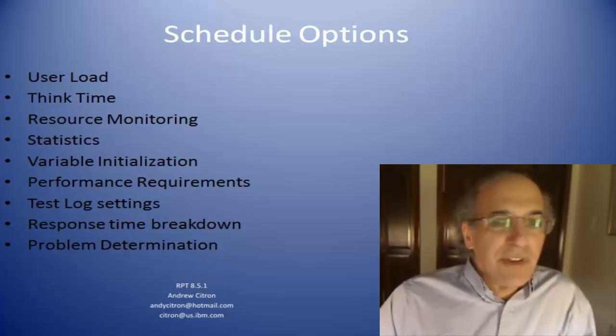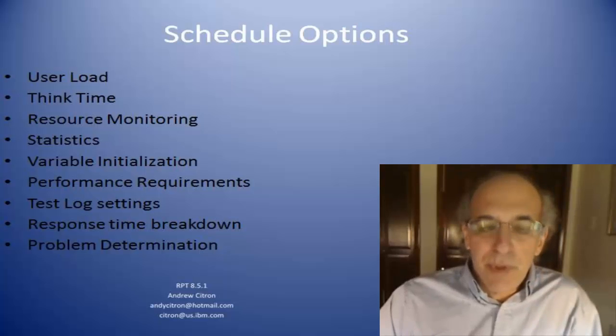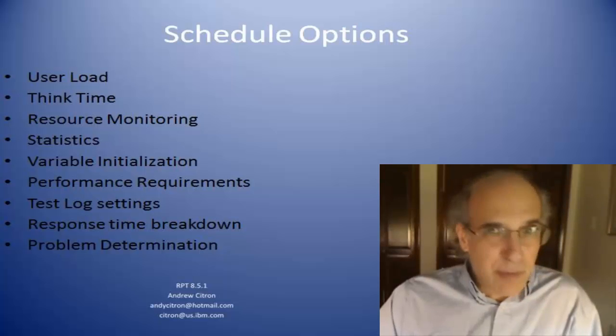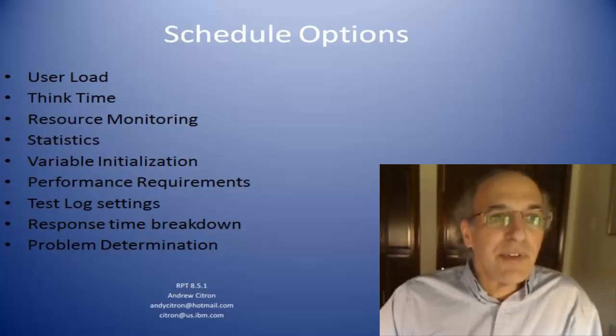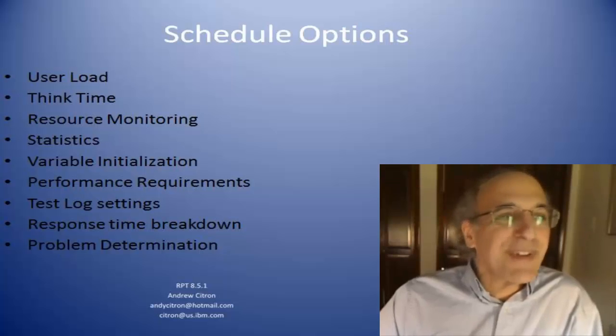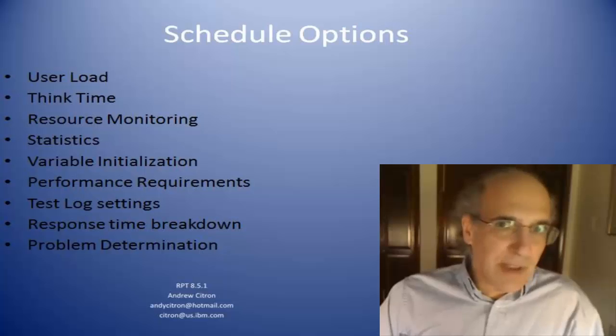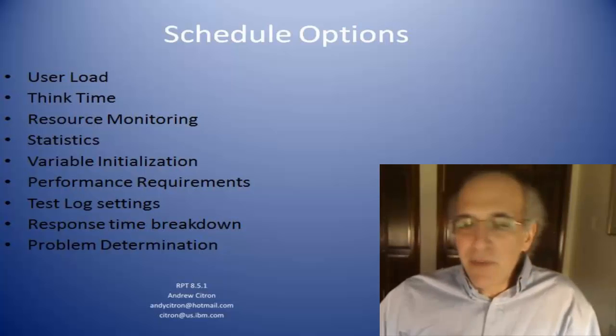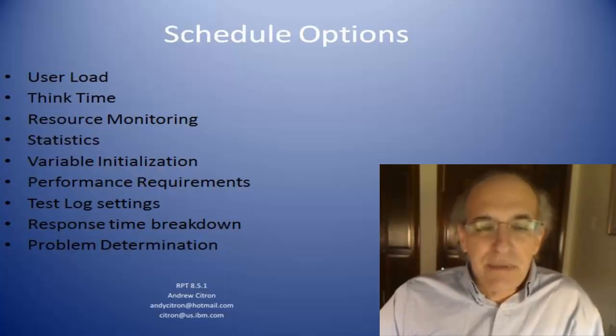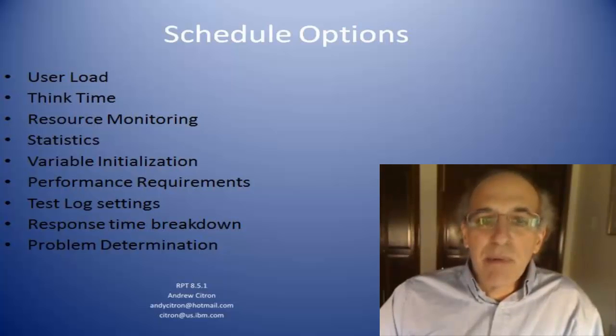Variable initialization is another option, something that we don't use or I haven't used, but basically a script has variables in it and you can initialize those variables in a schedule. It seems like it would be useful, I just haven't used it. Performance requirements allows you to tell RPT that if response times are greater than 1 second or the 95th percentile is greater than 5 seconds, then flag that as a problem.